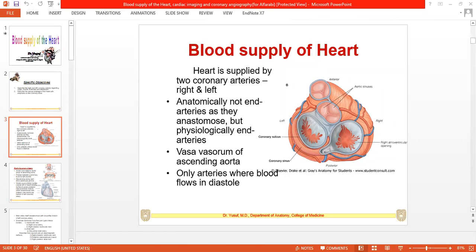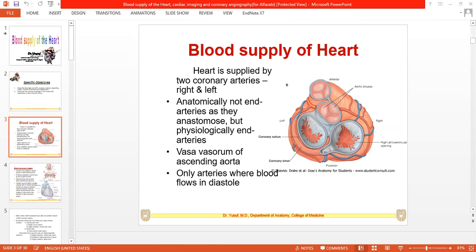But in the case of these coronary arteries, they get the blood during diastole, when the ventricles relax. If you see here, these are the right and left coronary arteries. When the ventricles contract, especially the left ventricle, the blood is gushed into the aorta and pushed to all the arteries. It doesn't go to these arteries because they are just at the beginning of the aorta.